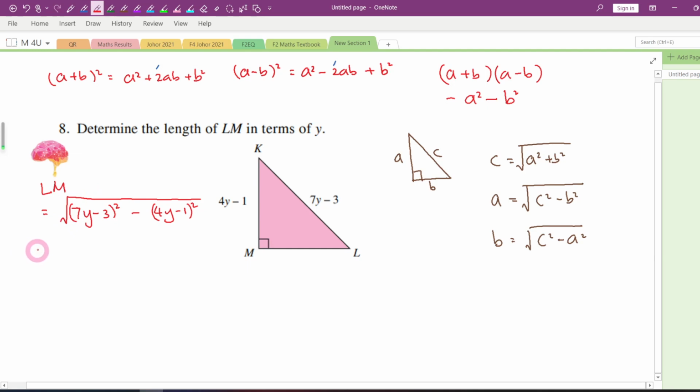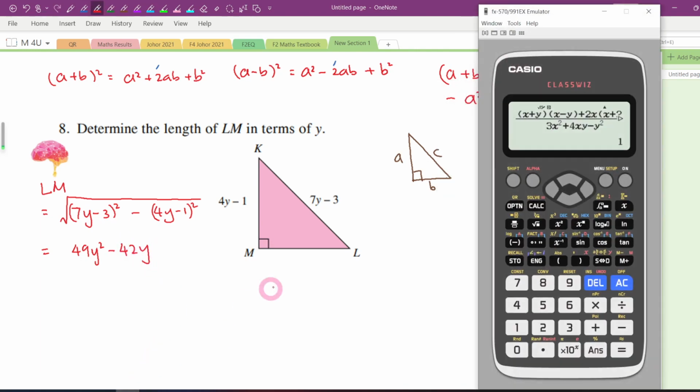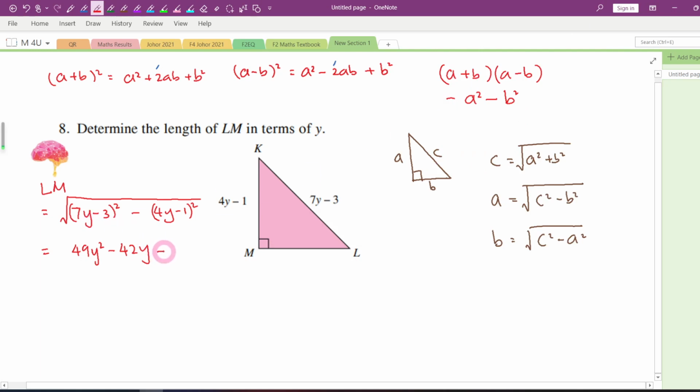Okay, now let's do the expansion. So here I'm going to use a formula. 7 squared you get 49y square. Okay, this is quite big. Sometimes it's quite big, you can actually use a calculator. So it will be 42y. Okay, let me check using calculator. So 7 times 3 times 2. 42. Yes, correct.